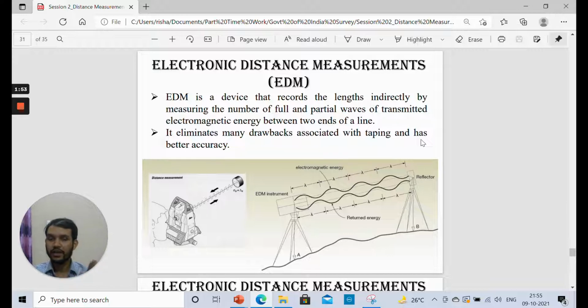Okay, so now comes the last topic, that is electronic distance measurement devices that we were talking about in the start.